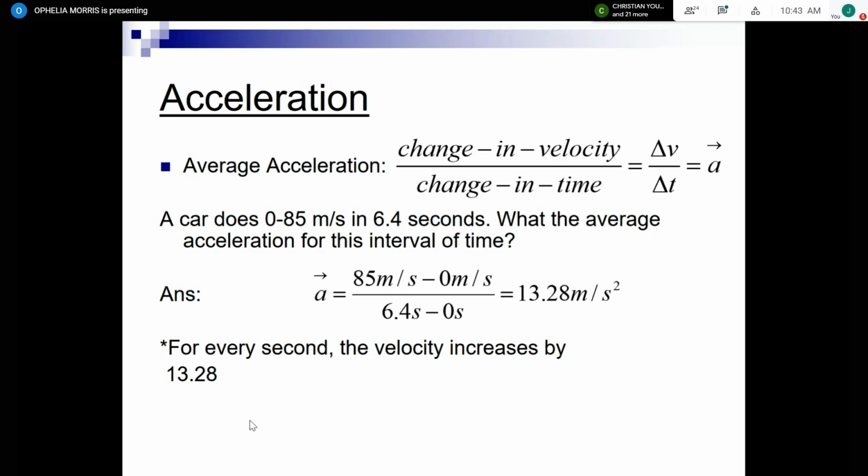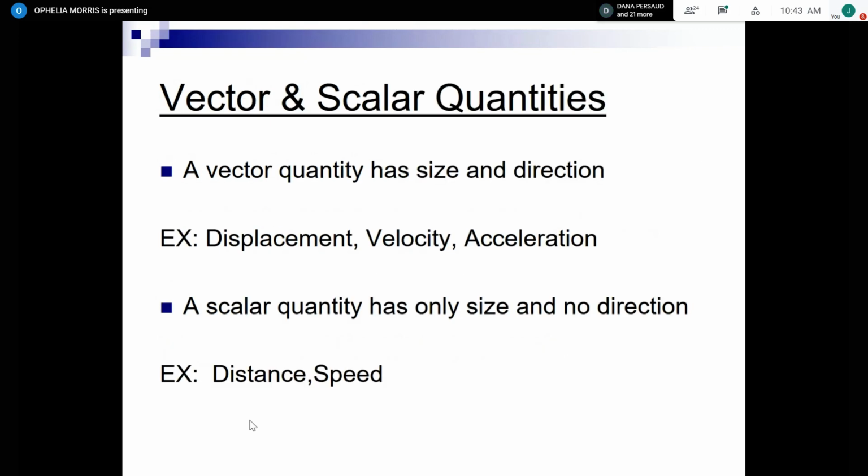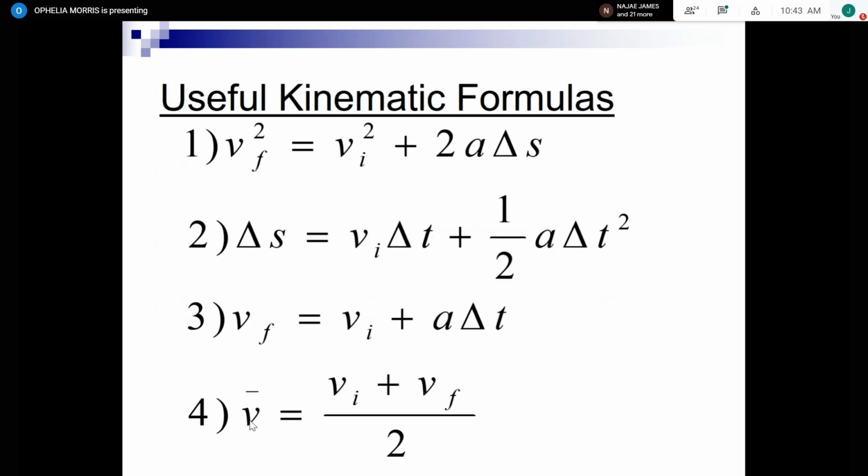Everybody's good? All right, guys, again, just going over vector and scalar. Vector has size and direction. Examples like we went over before: displacement, velocity, acceleration. Scalar has only size, no direction. Another way we say size, we say magnitude. All that means is a number, like my age, my weight, my phone number, how many kids I have. It's just a number. An example would be distance, speed. These formulas, you do not have to write these down. These are on your reference table.